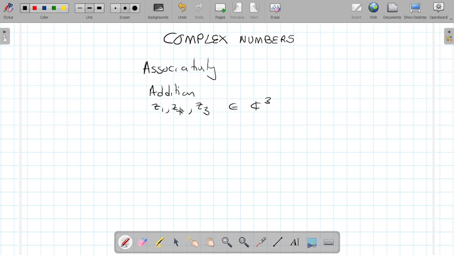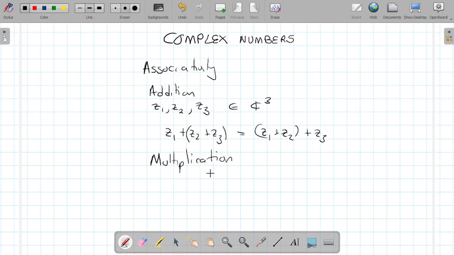What associativity with respect to addition tells us is that the order in which you add these three complex numbers is not important. For example, you can say z1 plus z2 plus z3. You can first start by adding z2 to z3 and adding the result of that to z1, or you can add z1 and z2 and add the result to z3. So that is what associativity with respect to addition tells us. Now, what is associativity with respect to multiplication? Still the same principle.